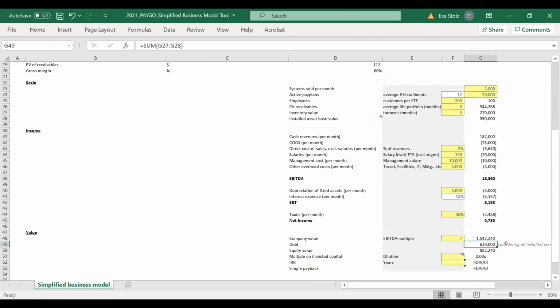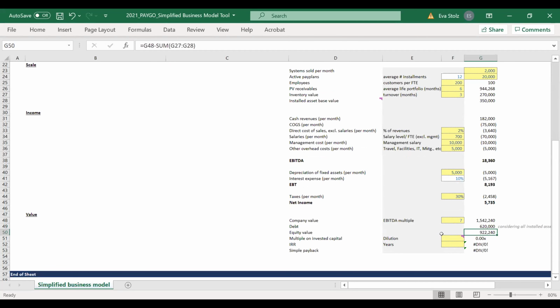Here for simplicity, we have assumed that all installed assets have been financed by debt, and we have assumed a leverage ratio of 1. So basically this means that you have 620,000 in debt and 620,000 in equity. Then by subtracting the debt from the company value, you get to the equity value.